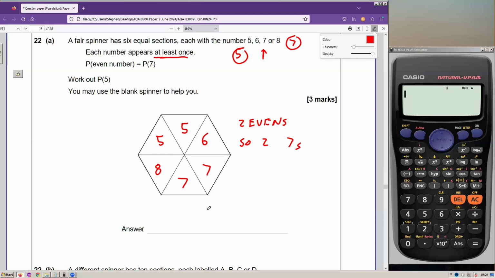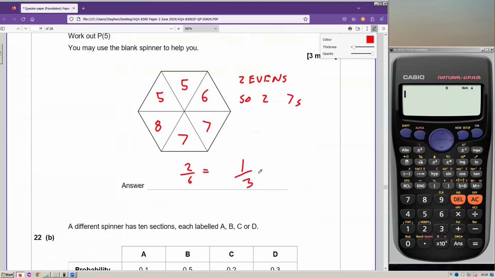All right. And the question is, work out the probability of a 5 coming up. We got 2 5s. Yeah. That's 2 out of 6, wasn't it? 2 out of 6, which equals 1/3. Okay. Chance of getting a 5 is 1/3.